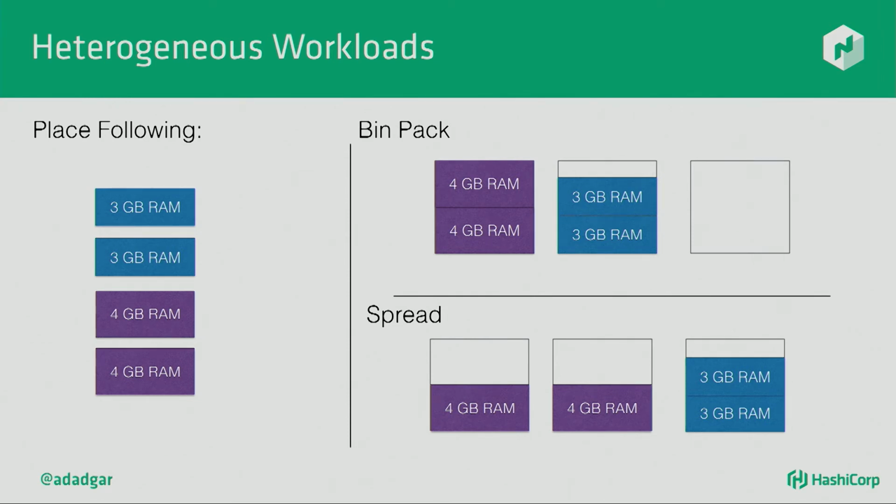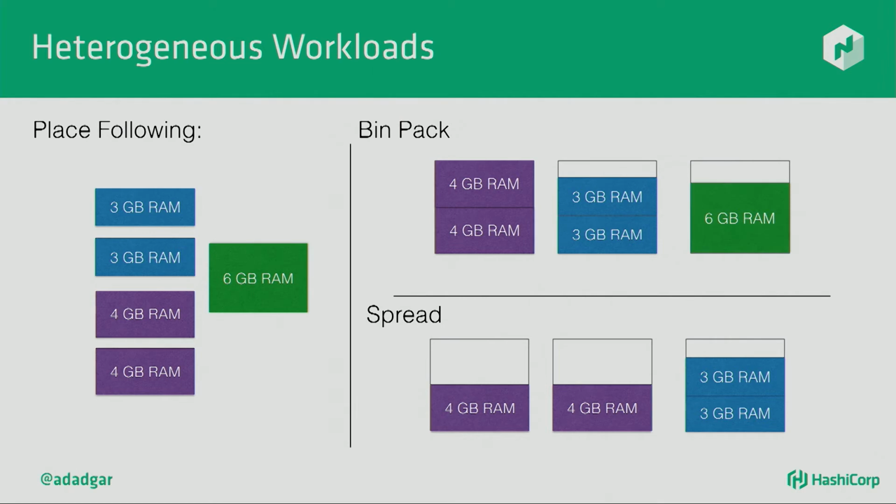The problem is when you now need to schedule a new task that requires 6 gigs of RAM, a heterogeneous workload, really. With bin packing, since it tried to get maximum utilization out of each node before moving on to the next, it can just slot right in. With spread, not so much. It can't quite cope with these heterogeneous workloads.